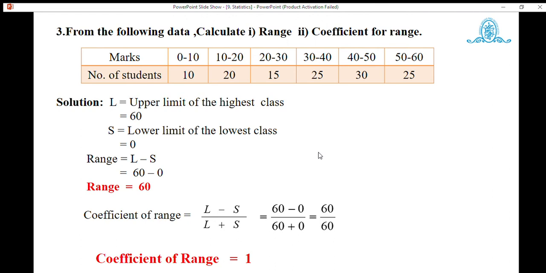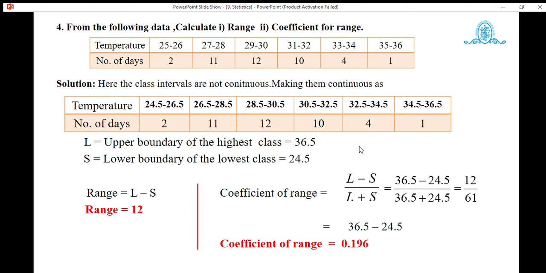This measure of dispersion, range, is very simple for any type of data, for raw data, for ungrouped data, and for group data also, because the formulas are similar. Now let's see one example in which we have to find the range and coefficient of range with discontinuous class intervals. You can observe the class intervals are not continuous in the given example. It is 25 to 26, 27 to 28. The upper limit and the lower limit are not the same. So you first have to make them continuous and then go for calculations.